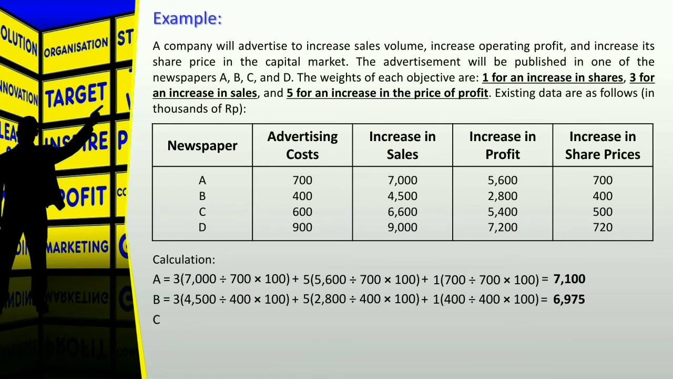Next is the calculation for newspaper C. C equals 3 multiplied by 6,600 divided by 600 and multiplied by 100, and plus 5 multiplied by 5,400 divided by 600 and multiplied by 100. Then plus 1 multiplied by 500 divided by 600 and multiplied by 100, and we will get this value.